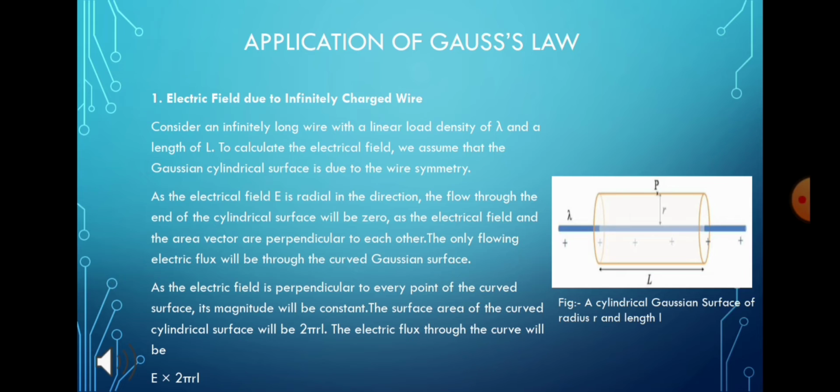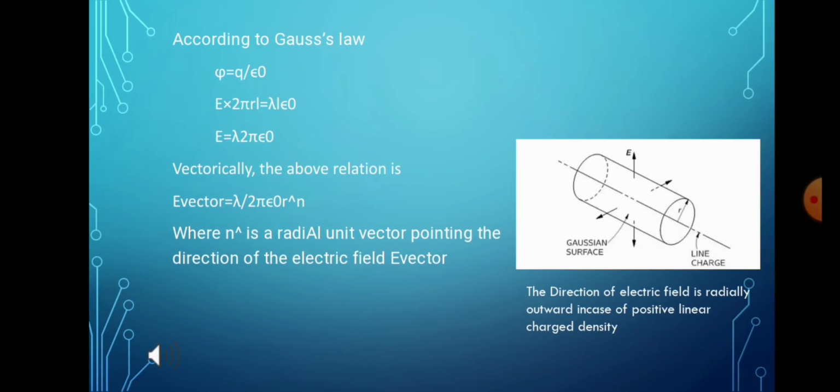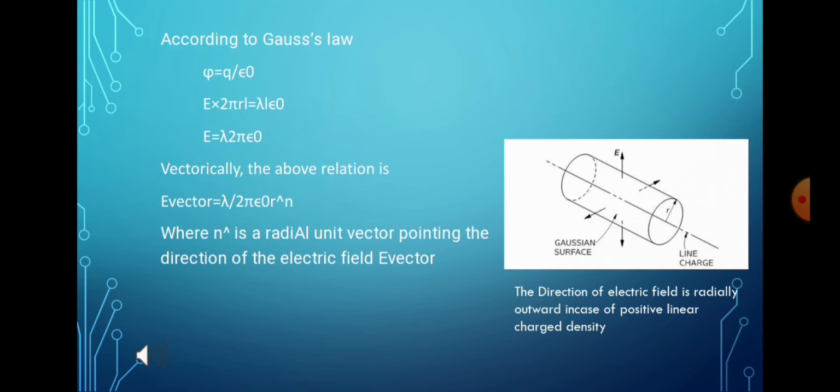As the electric field is perpendicular at every point of the curved surface, its magnitude will be constant. The surface area of the curved cylindrical surface will be 2 pi R L. The electric flux through the curved surface will be E into 2 pi R L. Now, according to Gauss's law, electric flux is equal to Q by epsilon naught. So E into 2 pi R L is equal to lambda L by epsilon naught, where Q is equal to lambda L. E is equal to lambda by 2 pi epsilon naught R.